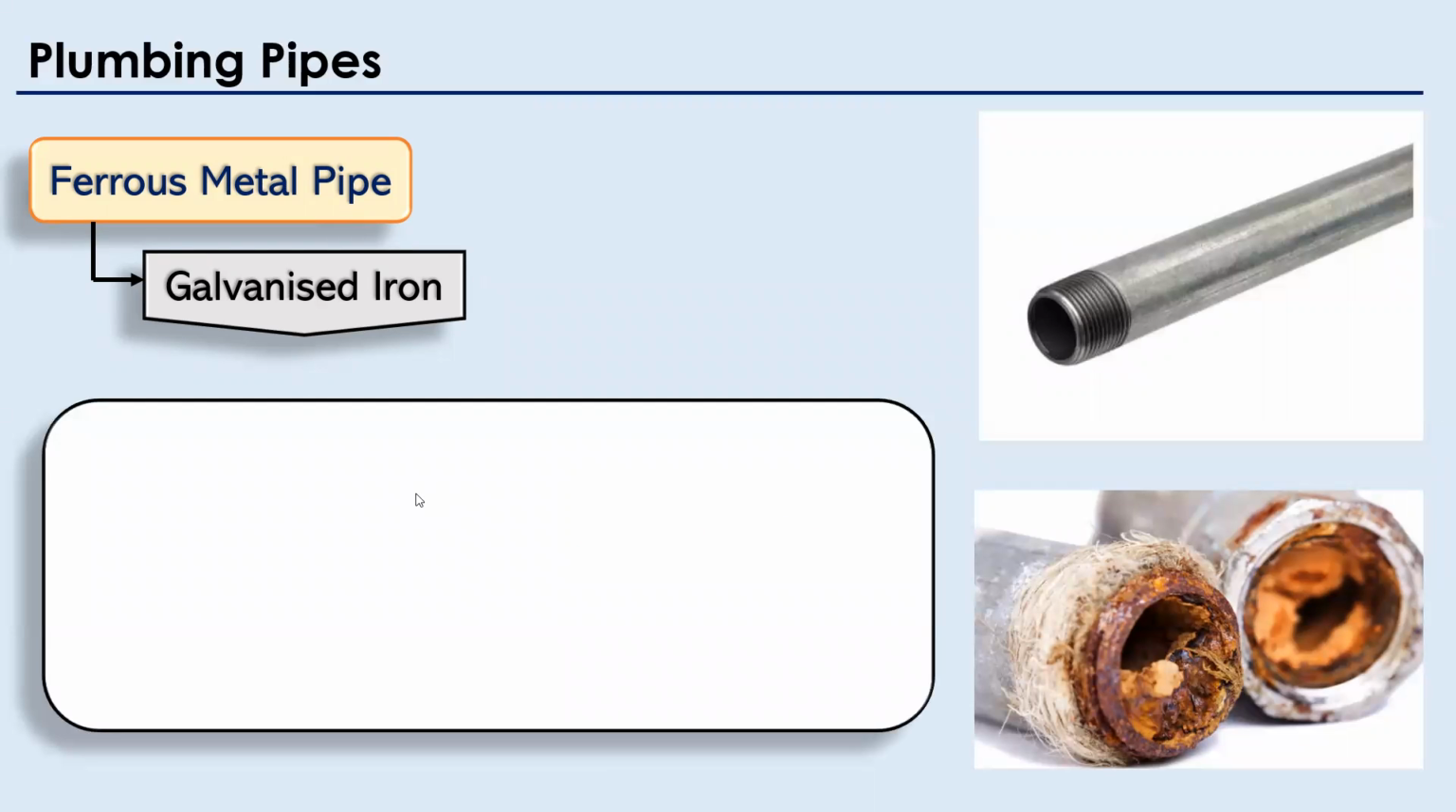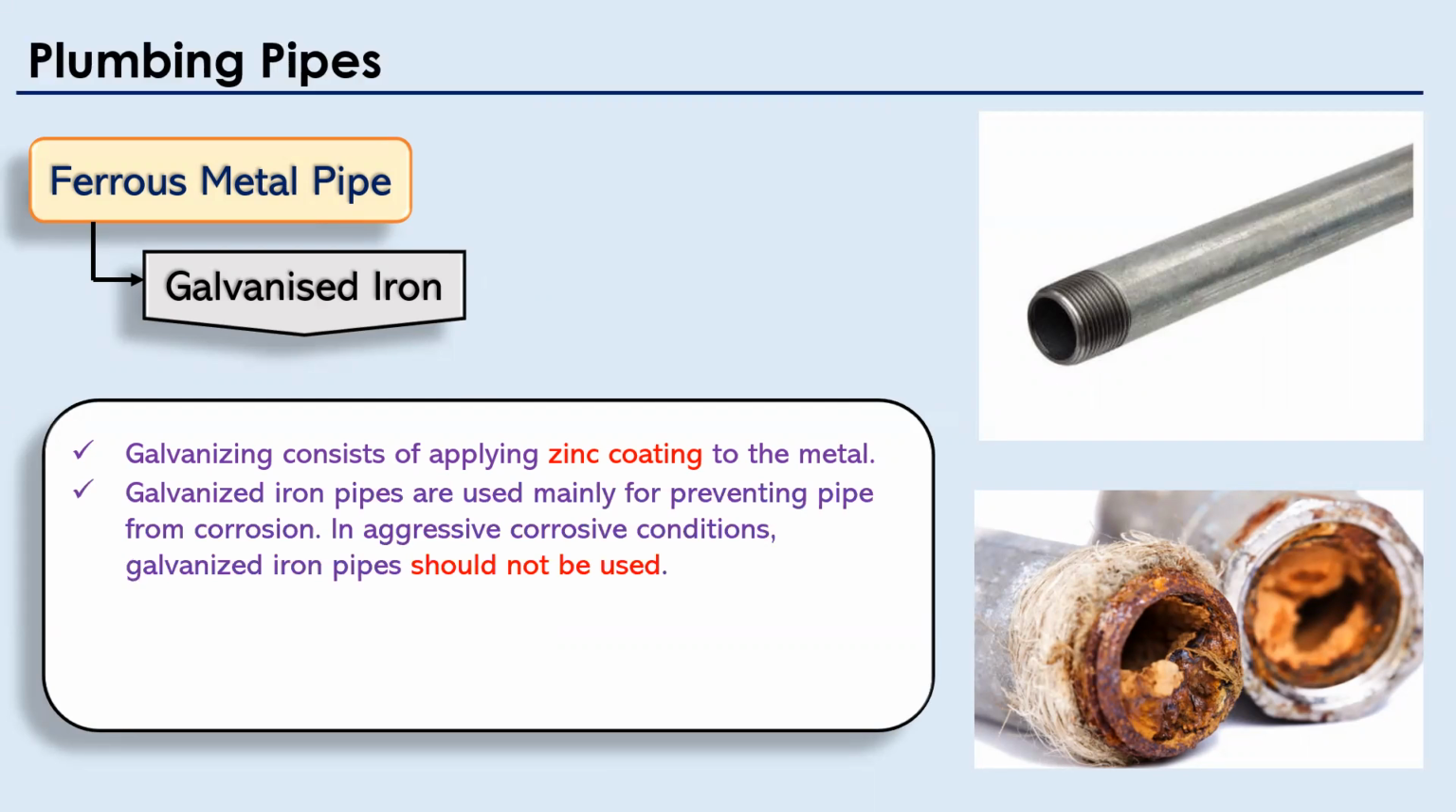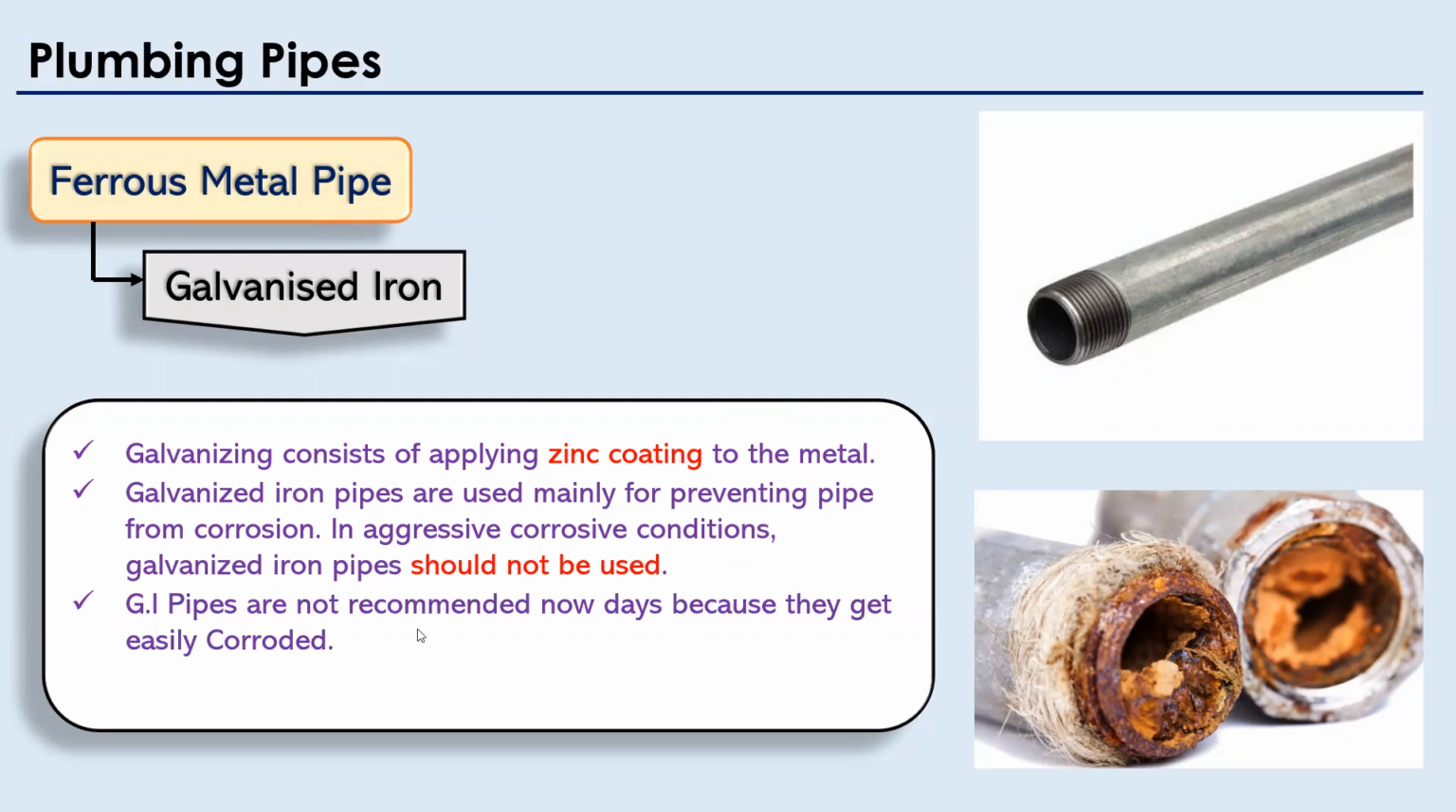Now, what is galvanizing? Galvanizing means applying a zinc coating onto the iron material. That is called galvanizing, zinc coating. Why are we doing the zinc coating? For preventing the pipe from corrosion. But there are some conditions where, if there is a poor zinc coating, there may be chances of corrosion. And so in aggressive corrosive conditions, galvanized iron pipes should not be used.